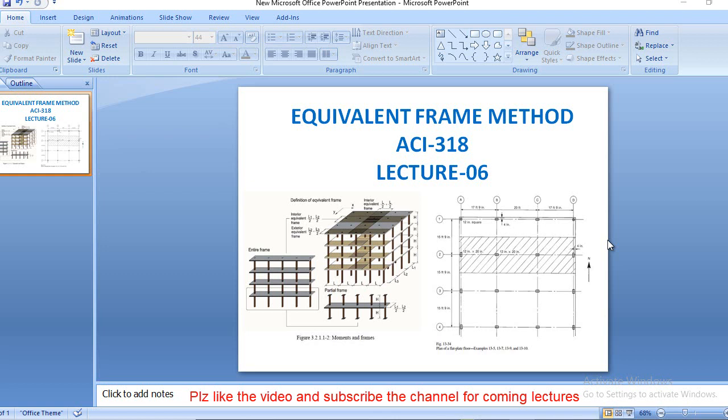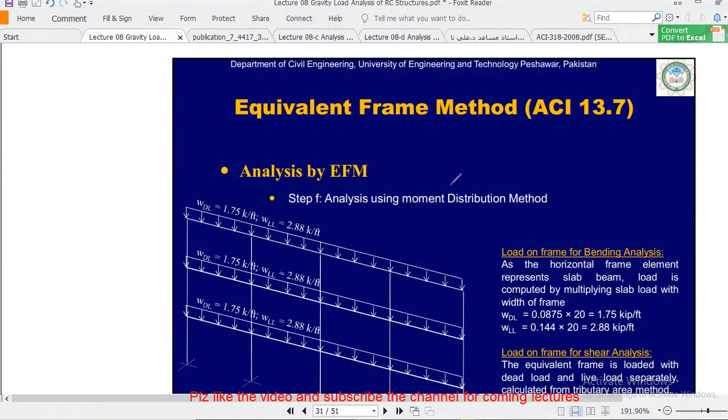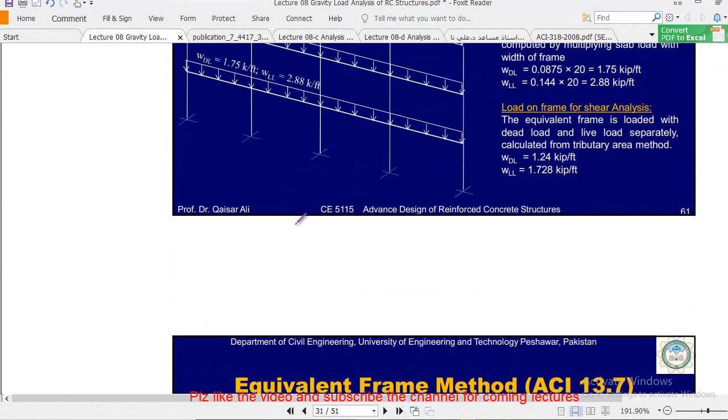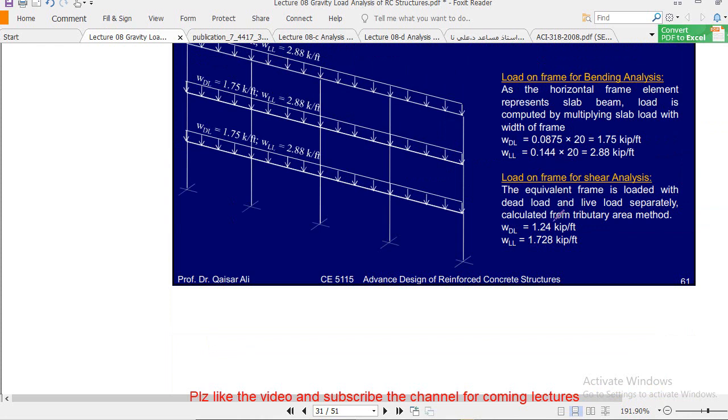Students, basically in lecture number 5 we covered these slides: how to calculate the dead load and live load for slab beam analysis. And then for shear analysis, we calculate separate loading, because that loading will be used for beam analysis.